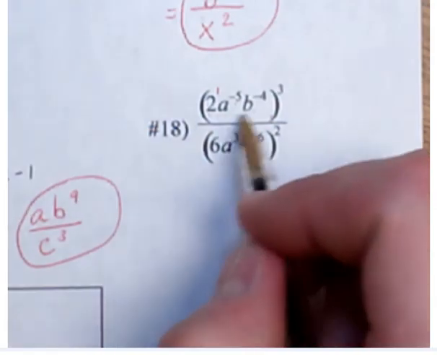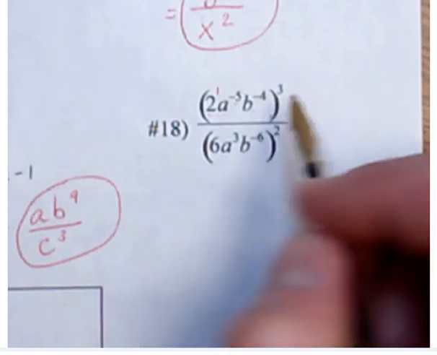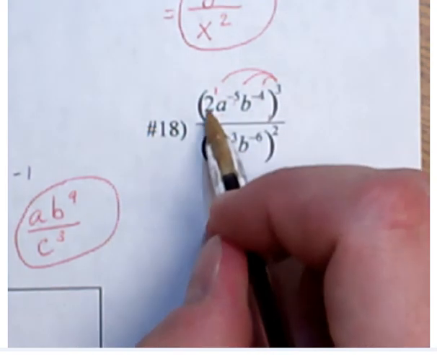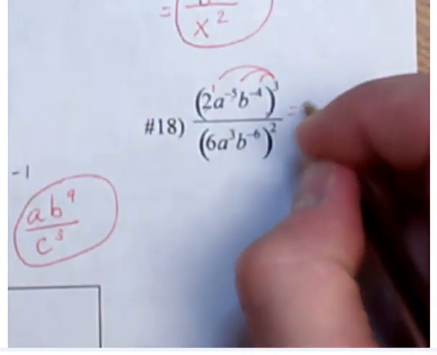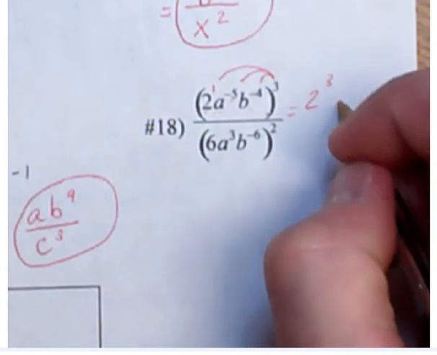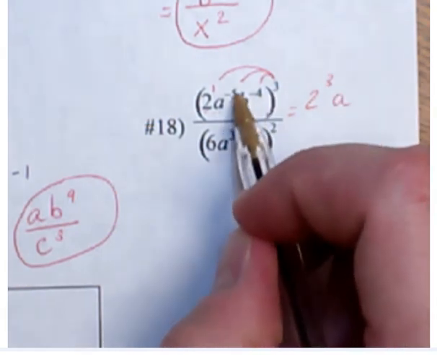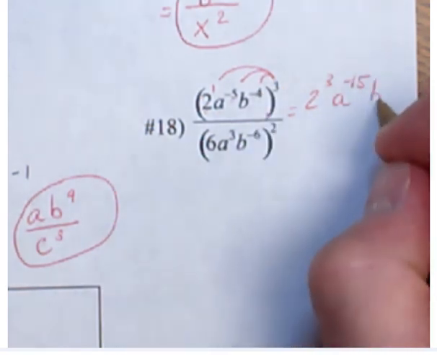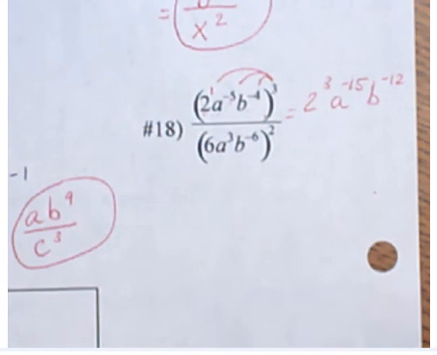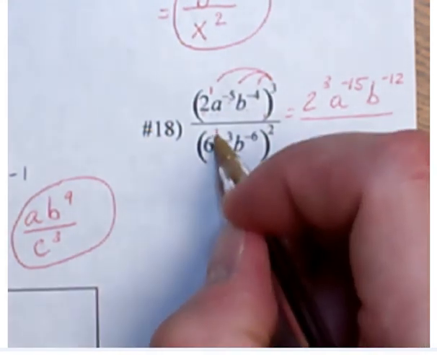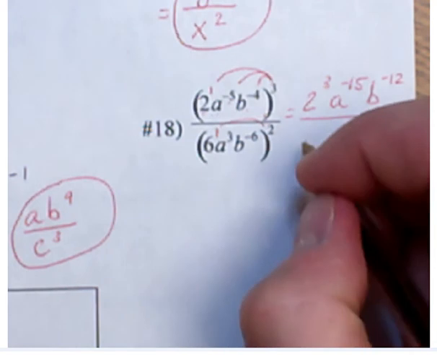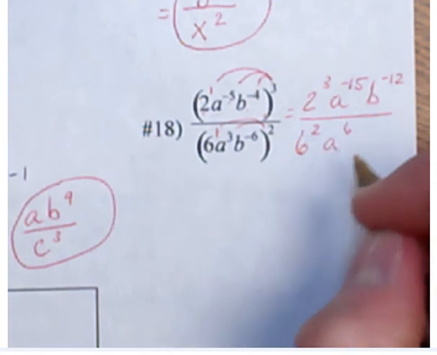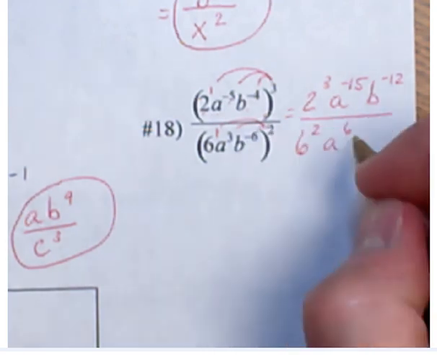When you have all of this in parentheses raised to a power, to an exponent, you got to multiply the exponents. So this becomes 2 raised to the 1 times 3. 2 to the 3rd. That's a raised to the negative 5 times 3 is negative 15. And then negative 4 times 3 is b to the negative 12. Over. This becomes 6 to the 1 times 2. That's 6 to the 2nd. And that's a to the 3 times 2. That's a to the 6th. And then that's b to the negative 6 times 2, b to the negative 12.